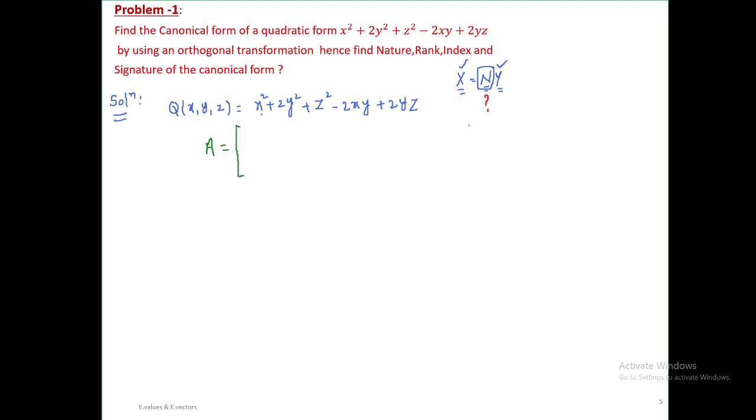You know already, x square means a11. What is the x square coefficient? 1. So a11 is 1, and the y square coefficient is 2, so a22 is 2, and a33 is 1.